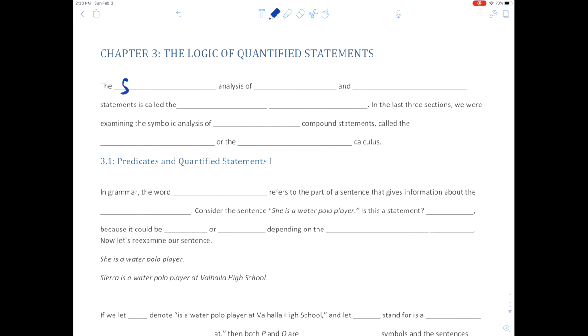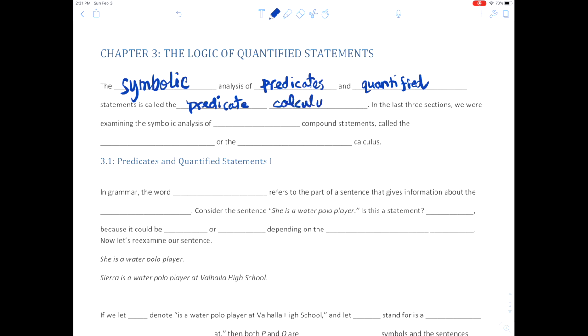The symbolic analysis of predicates and quantified statements is called the Predicate Calculus. In the last 3 sections, we were examining the symbolic analysis of ordinary compound statements, called the statement or the propositional calculus.